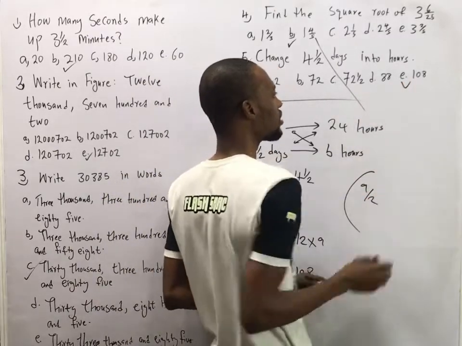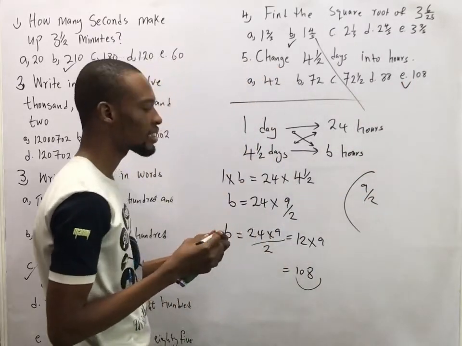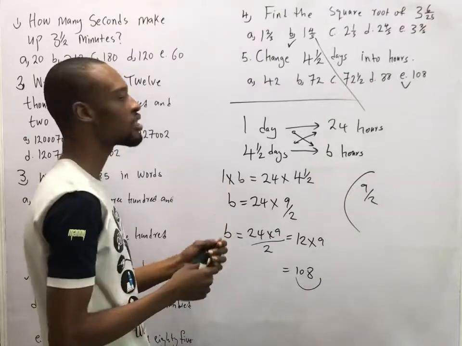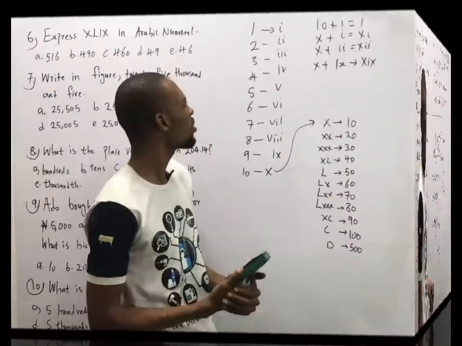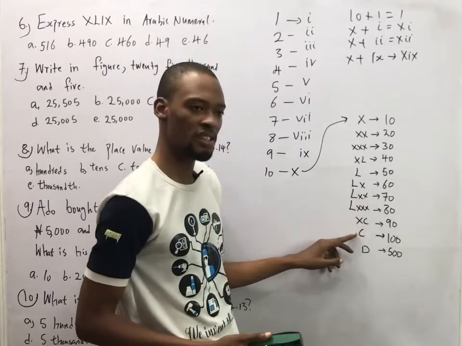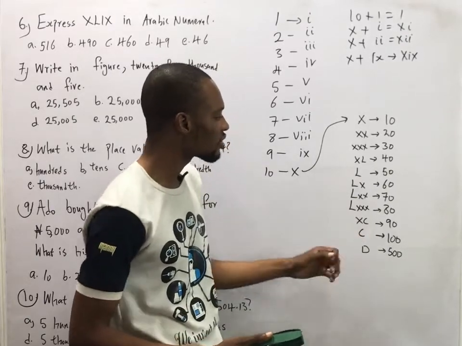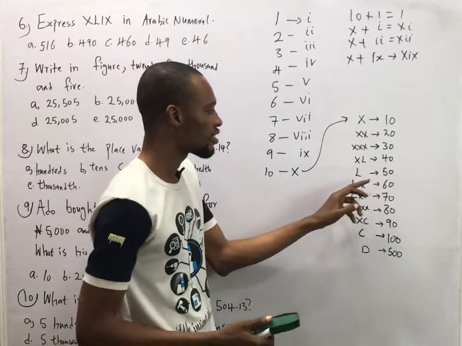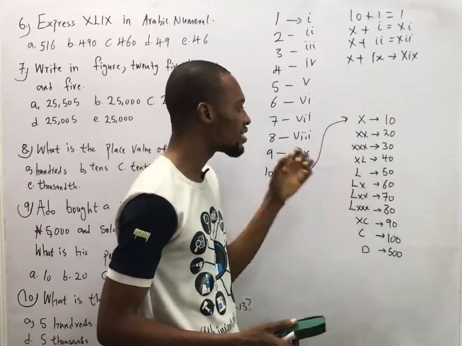And that's option E. So this is how you solve this kind of questions. Let's see the next set of questions. So in Roman figures, 100 is C, 500 is D, 90 is XC, 50 is L, 10 is X, 40 is XL.